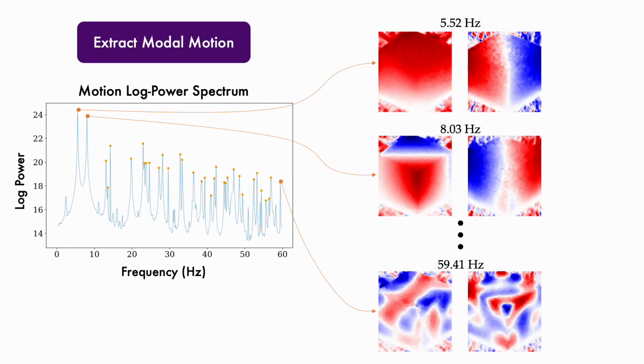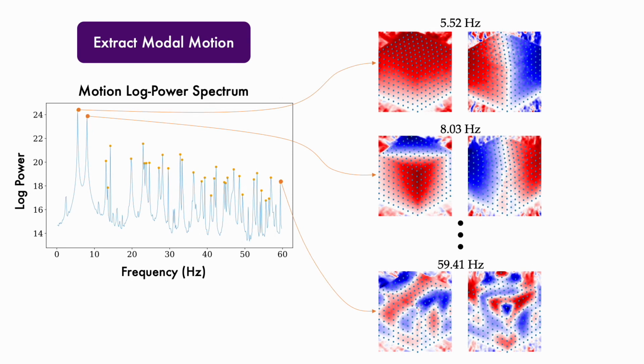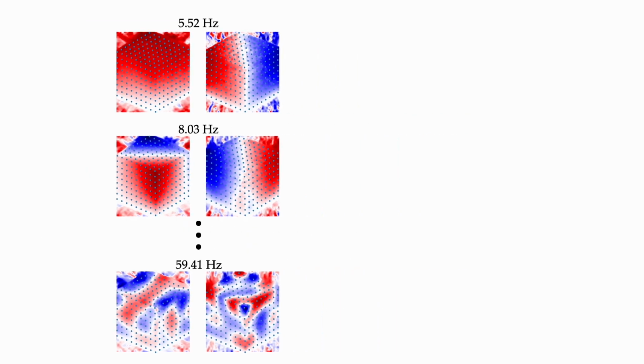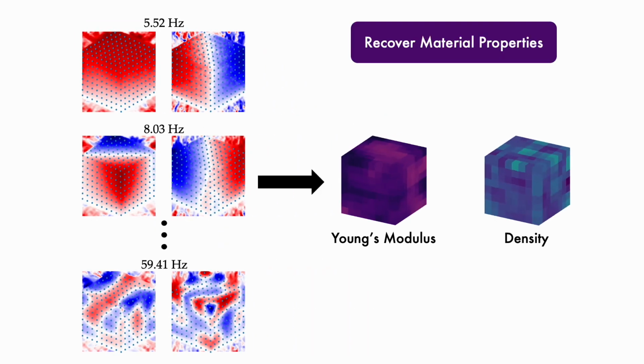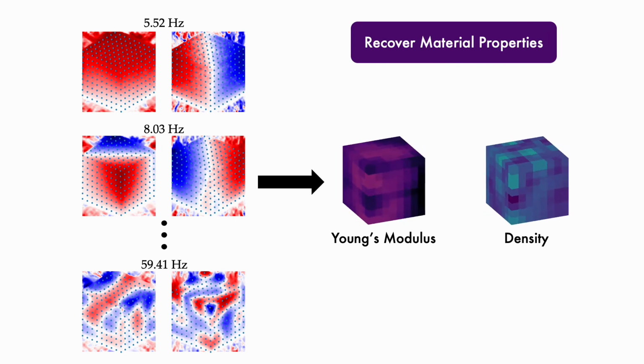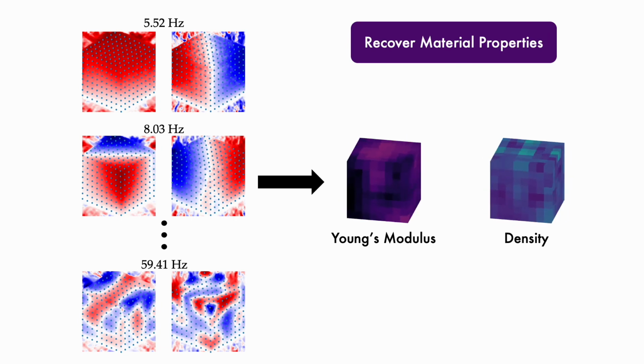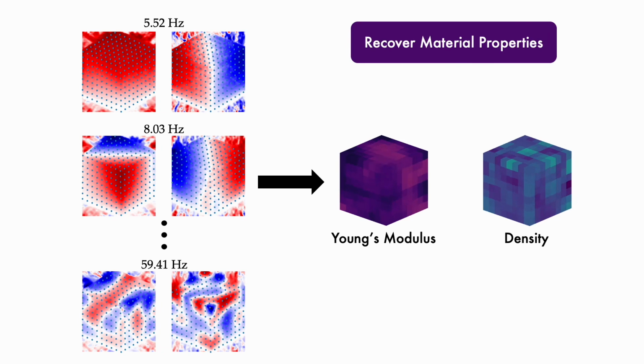Once we've identified the image space modes in the video, we sample each visible mesh vertex at its corresponding location in the image. These sampled 2D image space modes are the inputs to an optimization procedure that estimates the spatially varying Young's modulus and density values.